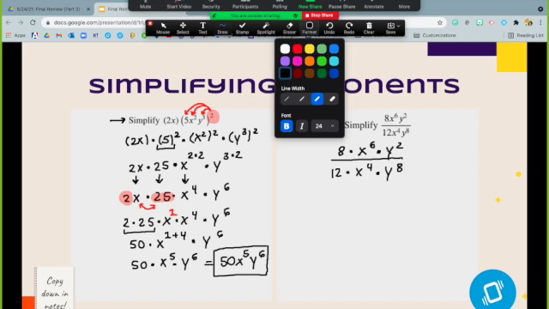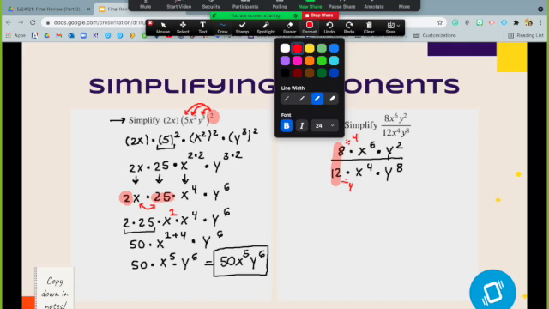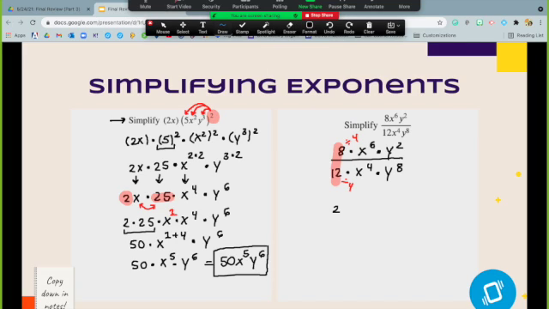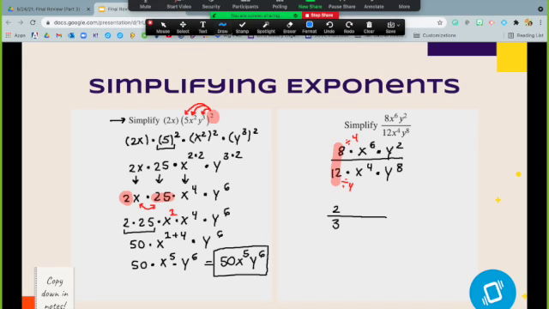So right here, I can look at the 8 and the 12. Since we have 8 and 12, I could divide both of them by 4. If I divide 8 by 4, I get 2. And if I divide 12 by 4, that equals 3. And then after I do that, I can combine the x's together.